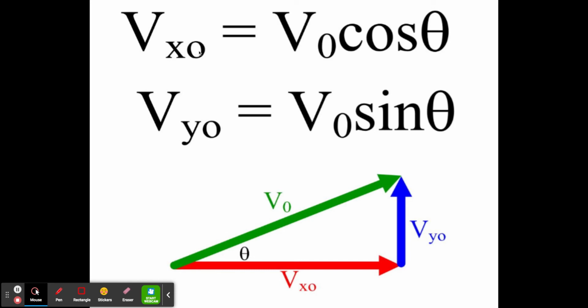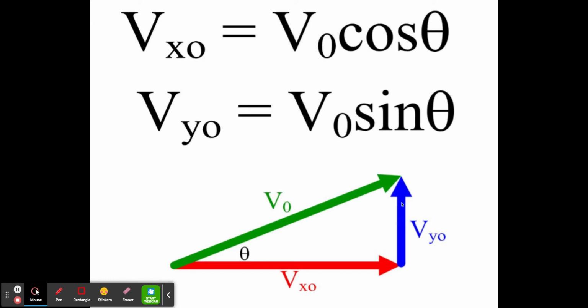Now, lots of times I will, and you'll see other people, drop this initial right here for the Vx. It's not really necessary because the horizontal velocity will never change at all because there's no forces horizontally, if we ignore air resistance, to change it.